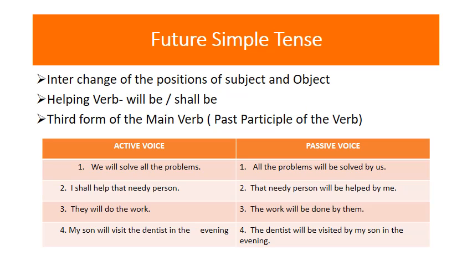The examples are: "We will solve all the problems." "All the problems will be solved by us." "I shall help that needy person." See the tense, it is future simple tense. "That needy person will be helped by me." "They will do the work." "The work will be done by them." "My son will visit the dentist in the evening." "The dentist will be visited by my son in the evening."